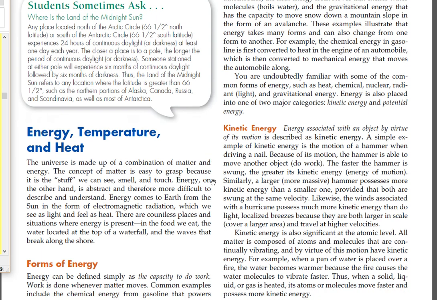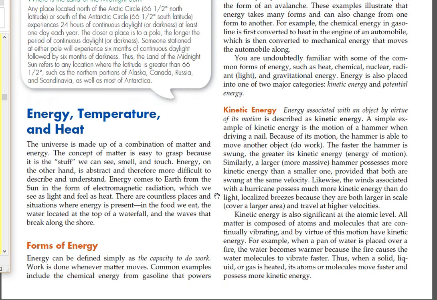Similarly, a larger, more massive hammer possesses more kinetic energy than a smaller one, provided that both are swung at the same velocity. Likewise, the winds associated with a hurricane possess much more kinetic energy than do light, localized breezes because they are both larger in scale, cover a larger area, and travel at higher velocities.